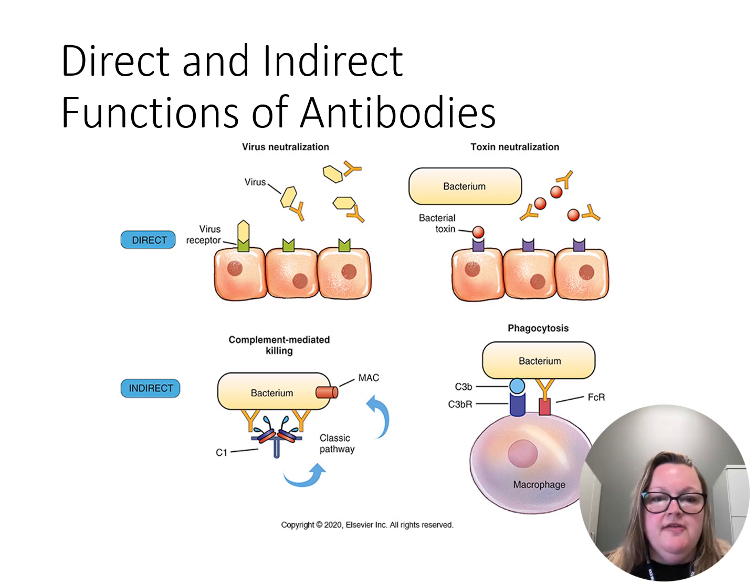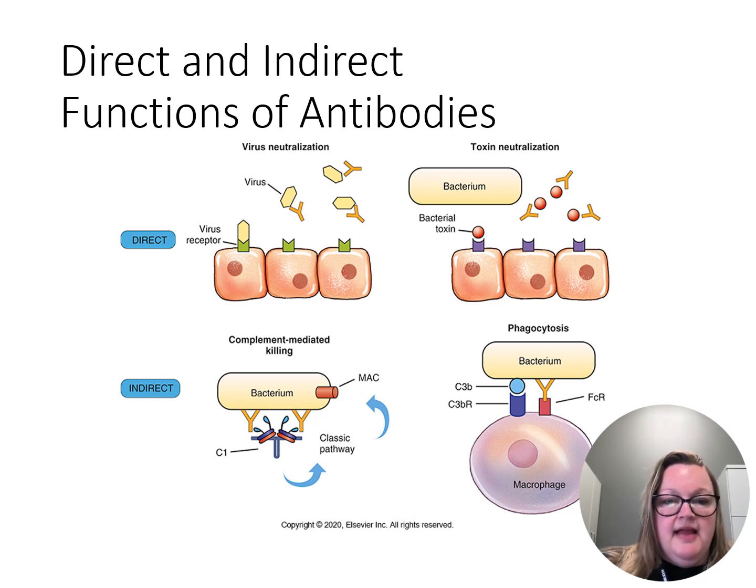So here you can see the direct and indirect ways that an antibody works. This is on page 167 of your text. In the upper left-hand corner, you can see the antibodies are the Y shapes. They are neutralizing the virus before it hits the receptor. Or in the picture next to it, there is neutralizing of the toxin that is made by the bacteria before it hits the receptor.